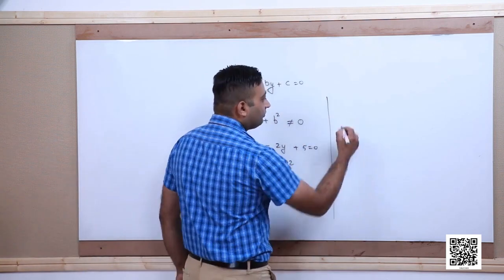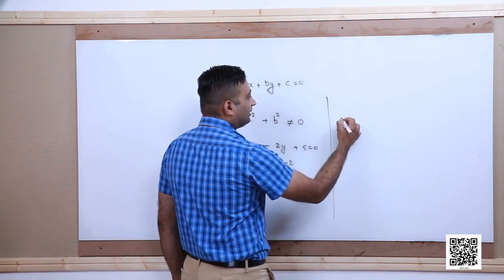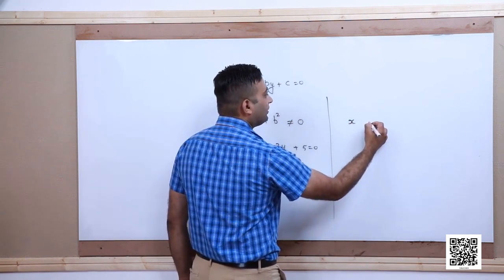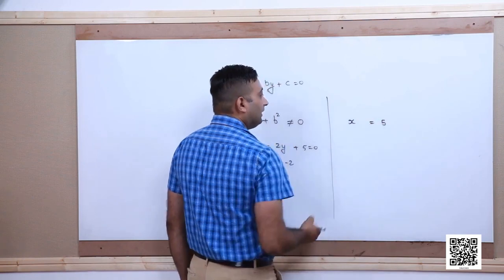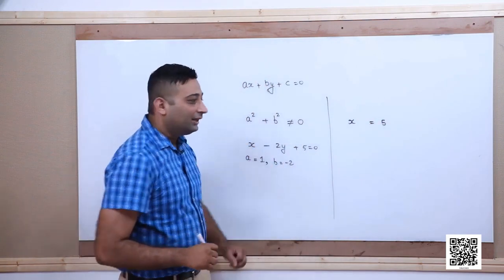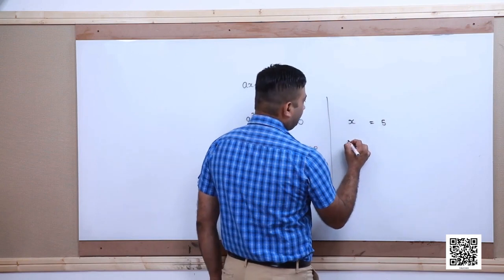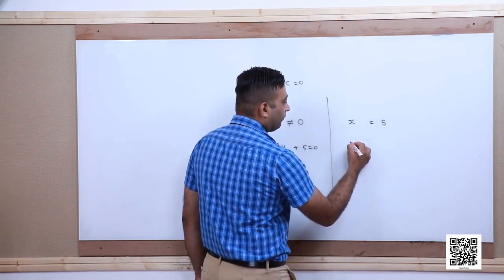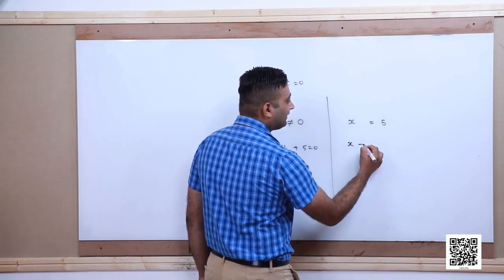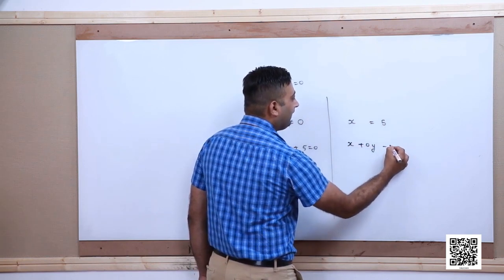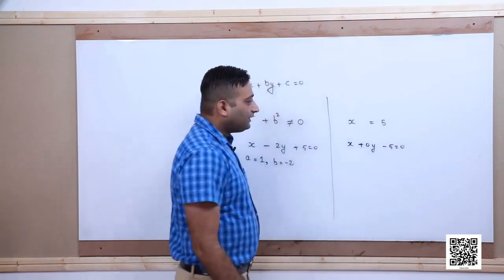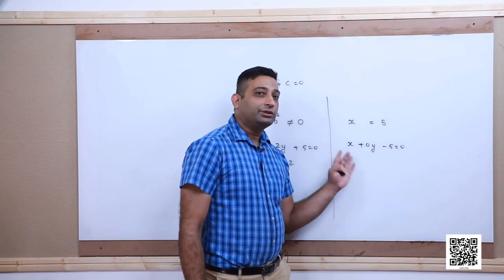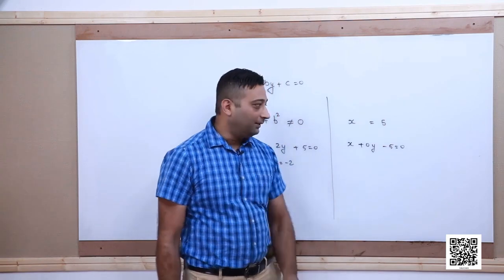Now let us try to understand this condition by another equation. Let us write the equation as x is equal to 5. Now let us write this equation in the form ax plus by plus c equal to 0, that means in the standard form. Now writing this equation in standard form, x plus 0y minus 5 equal to 0. Now you can see that the equation was in one variable. We have converted this equation into an equation in two variables.